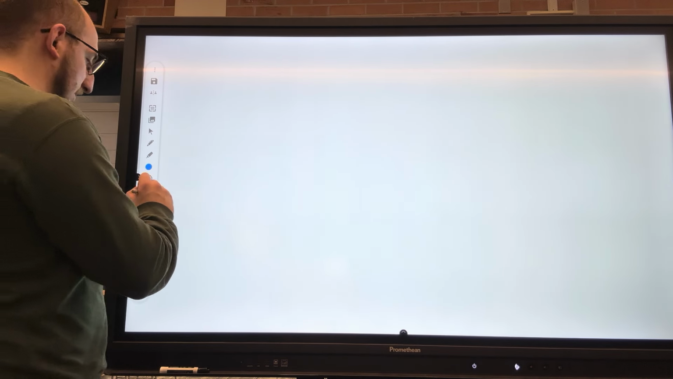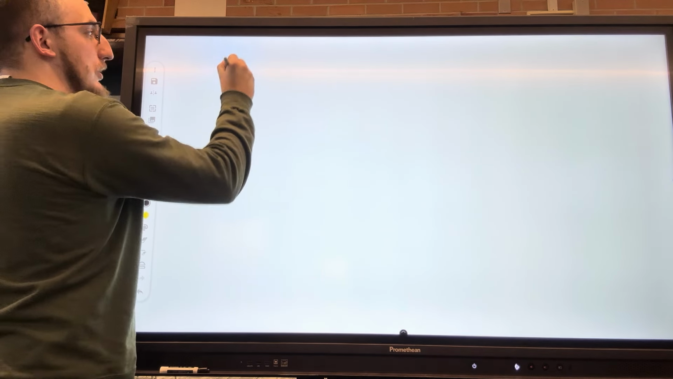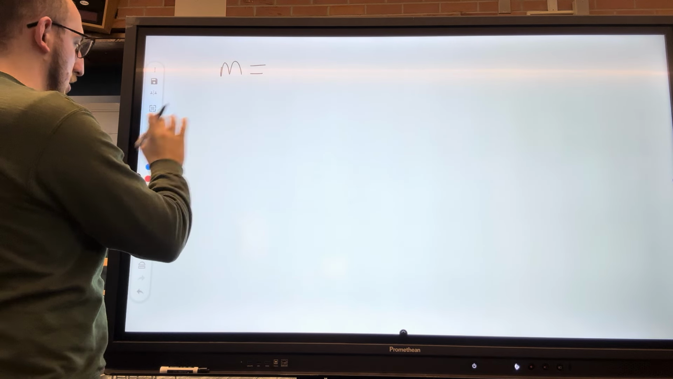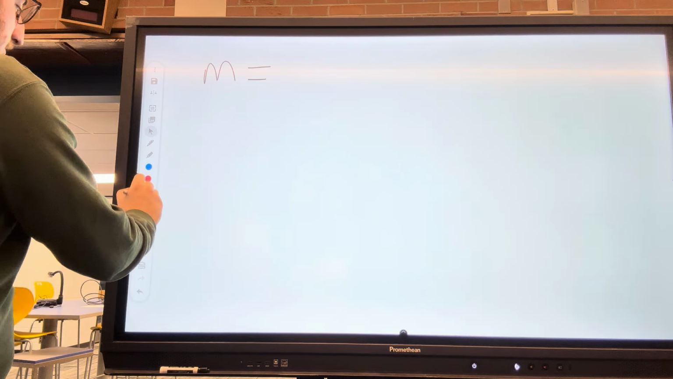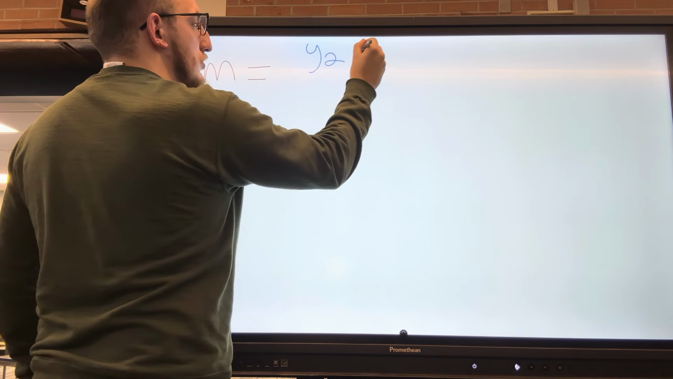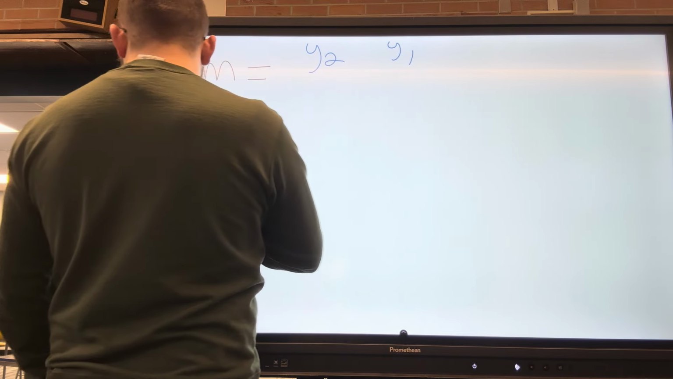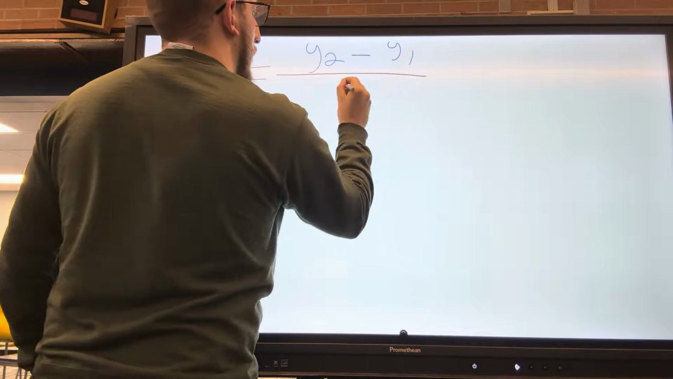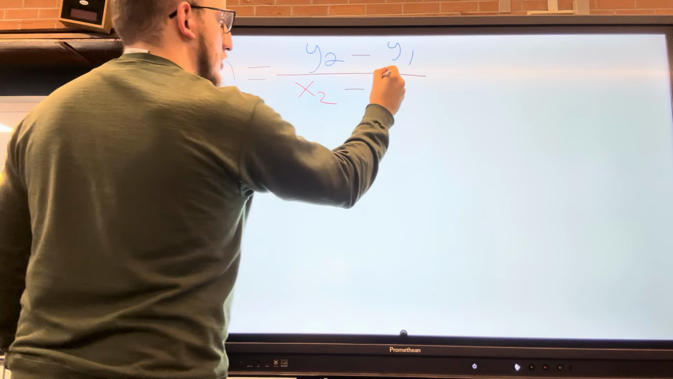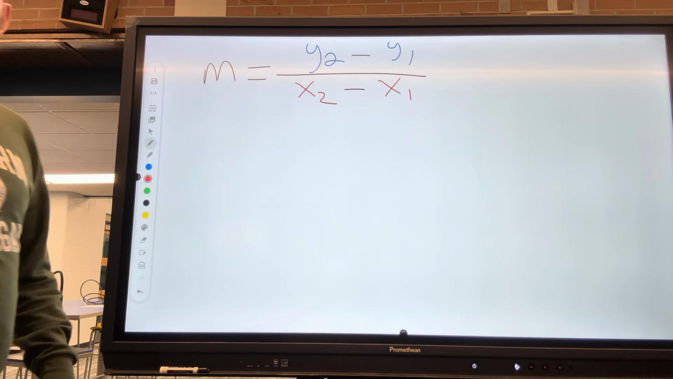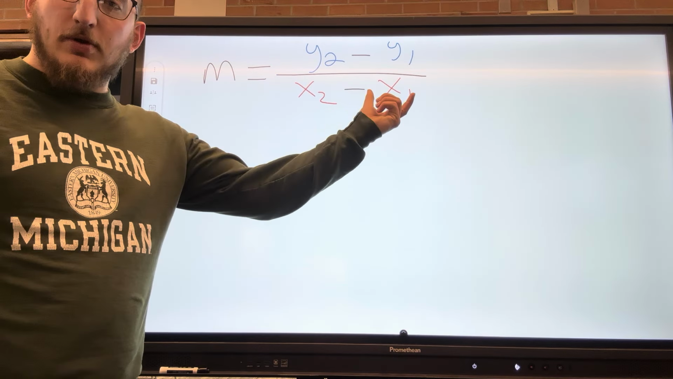So there's an equation for slope. The slope equation is, well, m is your letter for slope. And slope is y2 minus y1 over x2 minus x1. All that is saying is you take your two y components and you find the difference.